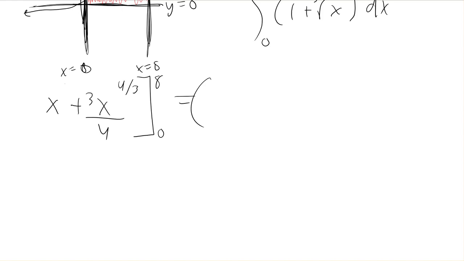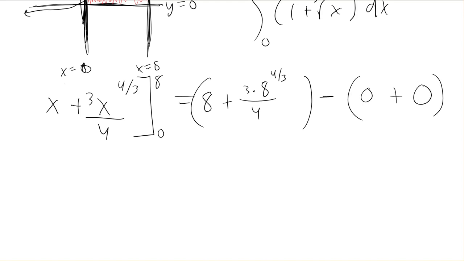One time I'm going to plug in 8. The next time I'm going to plug in 0. All that's going to go to 0, so I'm not going to make it look like it's plugged in. And then subtract them, and whatever this mess of arithmetic comes out to be is going to be the area bounded between those regions.